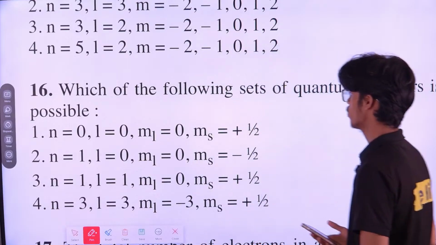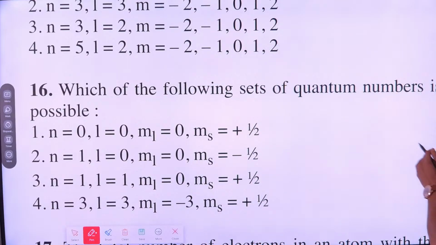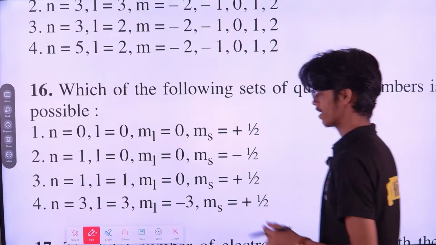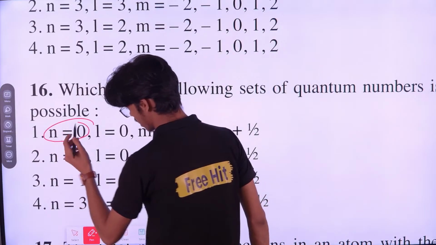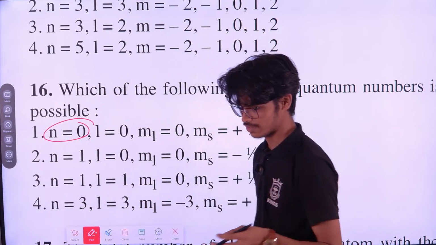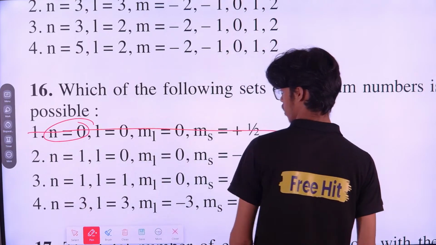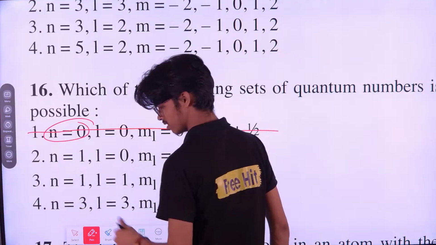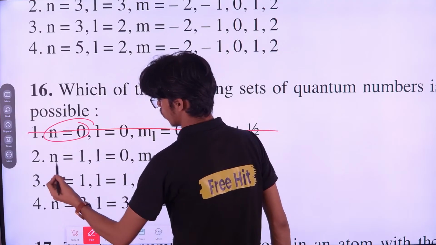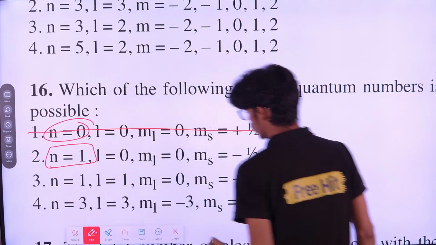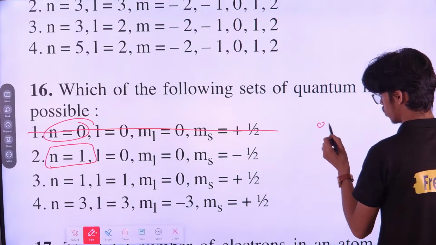Which of the following sets of quantum numbers is possible? We just need to see. Can you really think n equal to 0 exists? No, it doesn't exist. It starts from 1, 2, 3, 4, 5. So this is wrong. Can n be 1? Yes sir, you are right, n can be 1. So when n is equal to 1, the value of L can go from 0 to n minus 1.